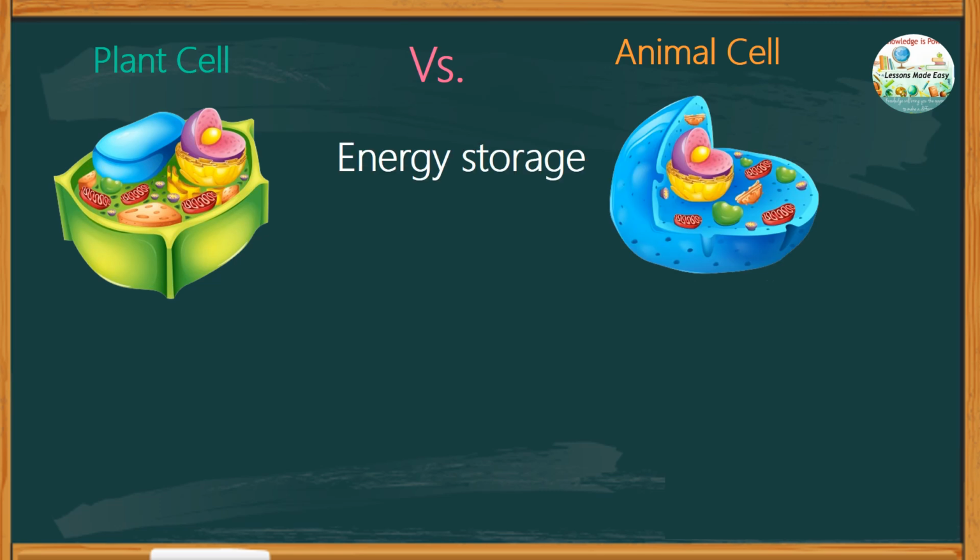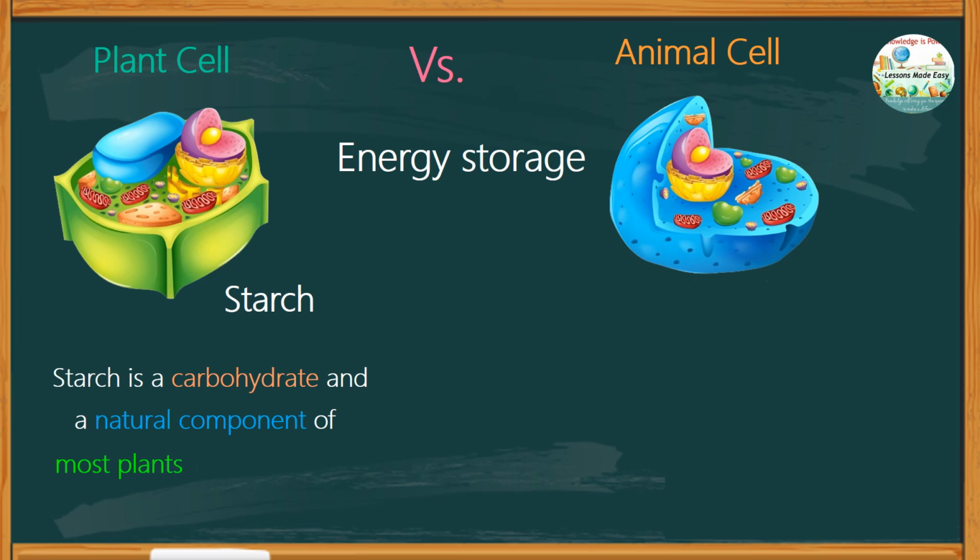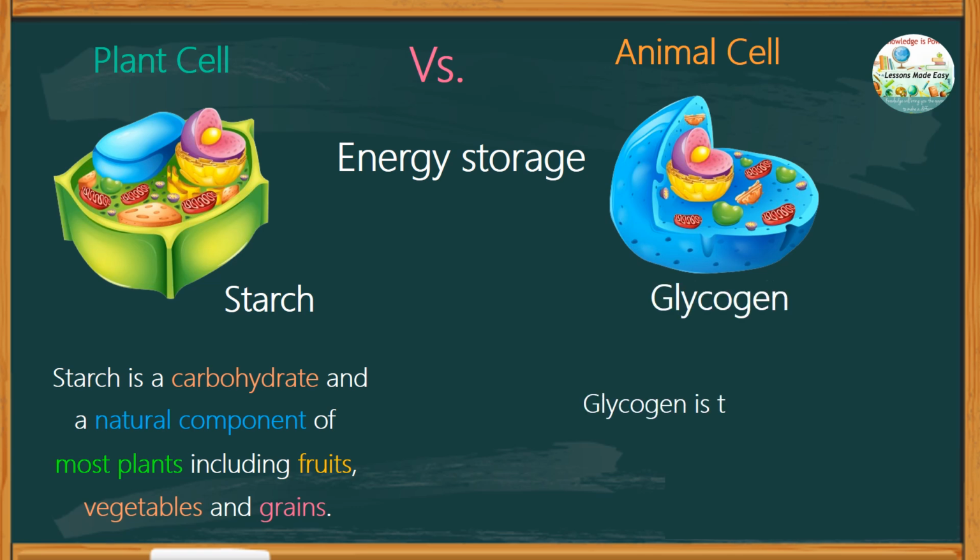Plant cells store energy in the form of starch. Starch is a carbohydrate and a natural component of most plants, including fruits, vegetables, and grains. Animal cells store energy in the form of glycogen. Glycogen is a stored form of a simple sugar called glucose.